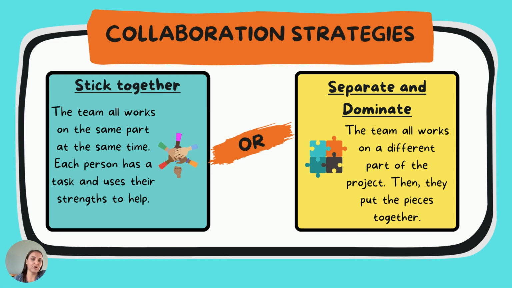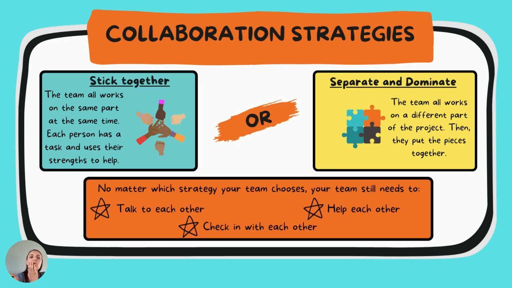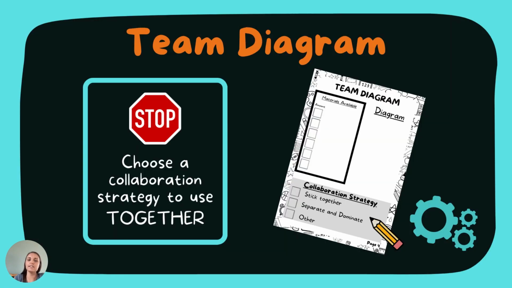Then we go into collaboration strategies. And the two that we highlight is stick together, where everyone's working on the same thing at the same time, or separate and dominate, where each person kind of has a zone of the engineer and then they're putting it all together. So we have them choose whichever, or they can come up with a new one. We always emphasize to them, no matter which one, you're always still talking to each other, you're always still helping each other, and you're always still checking in with each other. So then they identify for us which collaboration strategy they're going to use. And honestly, that's more than anything just to spark a discussion about who feels confident about doing certain things.